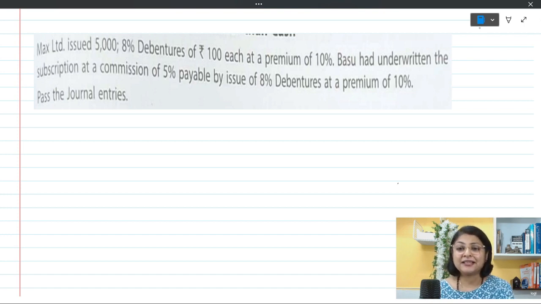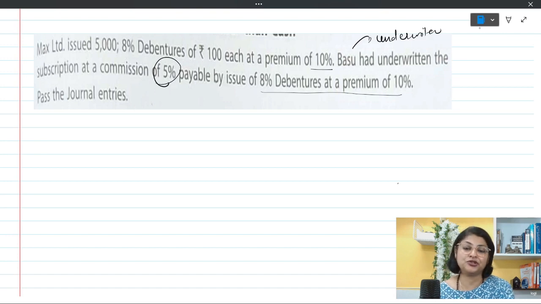Let's see. Max Limited issued 5,000, 8% debentures of 100 each at a premium of 10%. This is the issue of debentures to the public, students. Read it very carefully. Till now, the question hasn't started speaking about the underwriting commission. From the next line, it is talking about that part. Basu had underwritten the subscription at a commission of 5% payable in 8% debentures at premium. So, who is Basu? Basu is the underwriter, and his commission is 5% of this issue price.